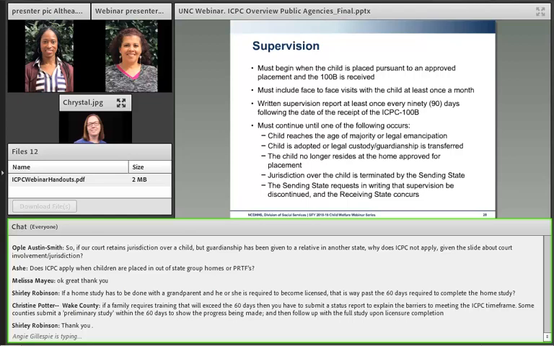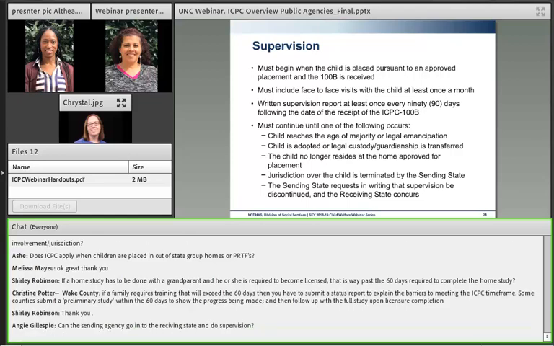Let's talk about supervision here. Supervision will begin when a child is placed in an approved placement and the 100B is received. Sometimes you hear about placement occurring, and if you hear about that by some other way, you should begin supervision as well. But definitely contact our office so that we can secure that 100B formally. Supervision must include face-to-face visits with the child at least once a month. And there are written supervision reports at least once every 90 days following the date that you receive the 100B.